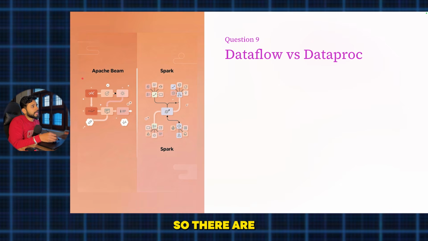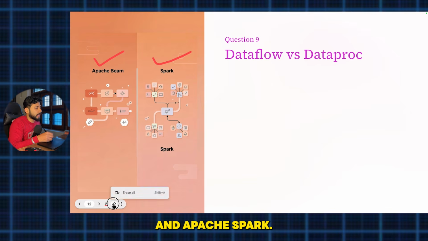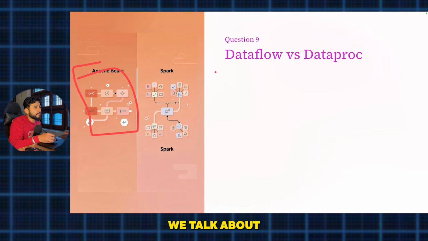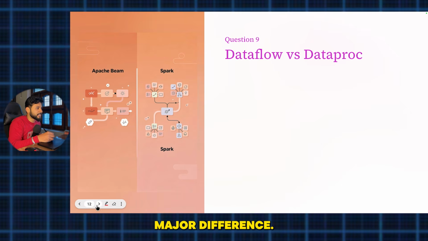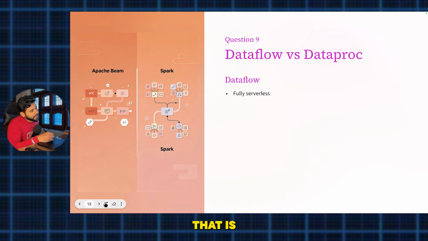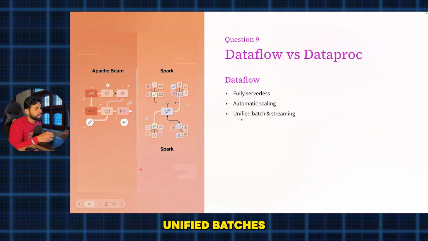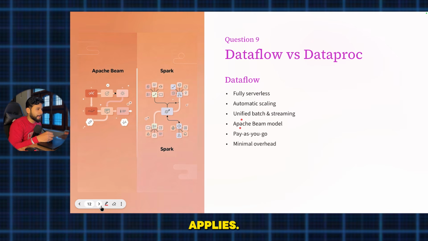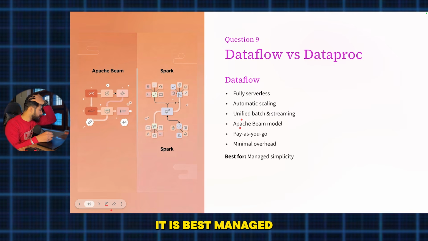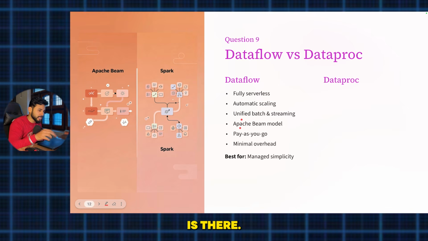Dataflow and Dataproc. There are two concepts, Apache Beam and Apache Spark. Whenever we talk about Dataflow, it is Apache Beam; when we talk about Dataproc, it is Apache Spark. That is the major difference. Dataflow is fully serverless with automatic scaling, because it is cloud native. It has unified batch and streaming, uses the Apache Beam model, and is pay as you go with minimal overhead. It is best for managed simplicity.